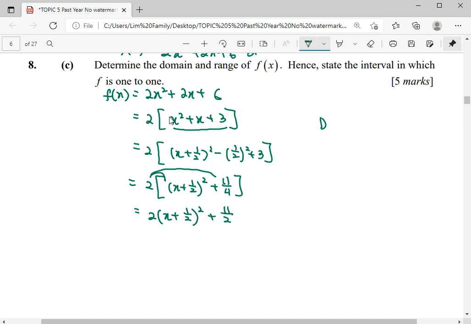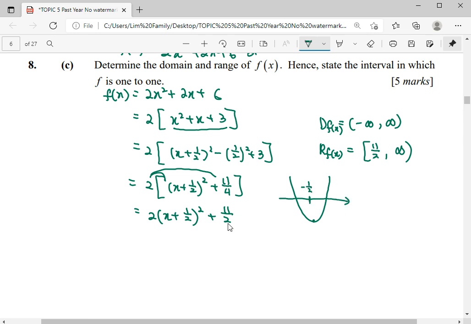So from here, the domain is not any special case, so negative infinity to infinity. For the range, we look at this quadratic characteristic. When you close this, you can see our minimum value is 11 over 2. So 11 over 2 until positive infinity. If we look at our graph here, you can see it clearly. Our minimum value here is negative half, and here is 11 over 2. It is not 1 to 1 actually.